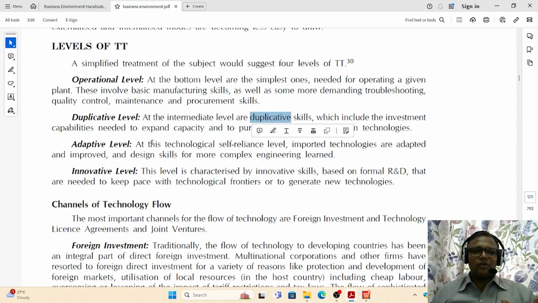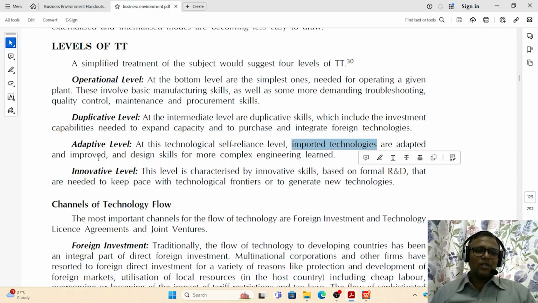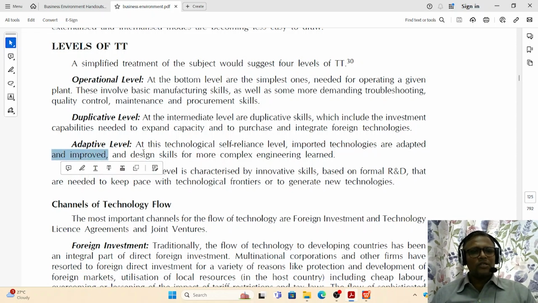Third is the adaptive level. Adaptive level means a technology of self-reliance. That means you import technologies which already exist, but you adapt them to your environment in a better, improved way. You adapt them in order to improve your processes or your design skills or to solve some complex engineering problems. So third is the adaptive level.